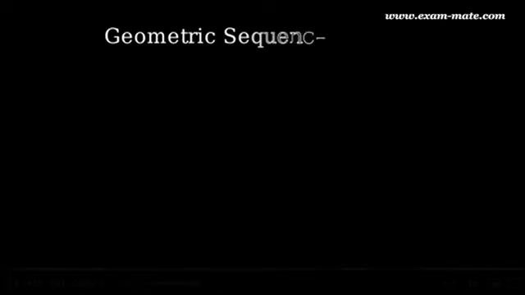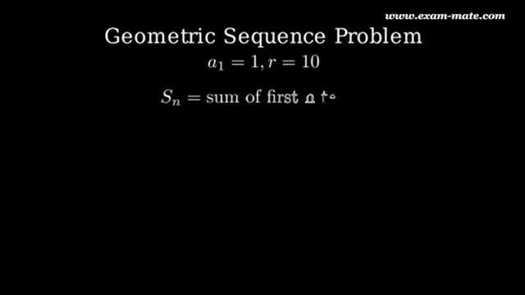Let's solve this problem about geometric sequences step by step. We have a geometric sequence with first term 1 and common ratio 10. Let's start with part A. We need to find an expression for s_n in the form a to the n minus 1 over b, where a and b are integers.